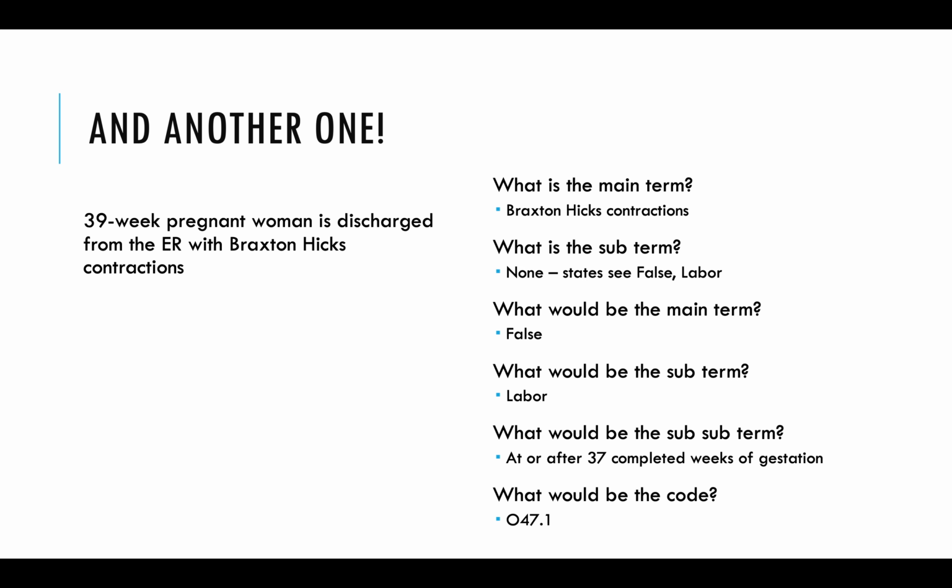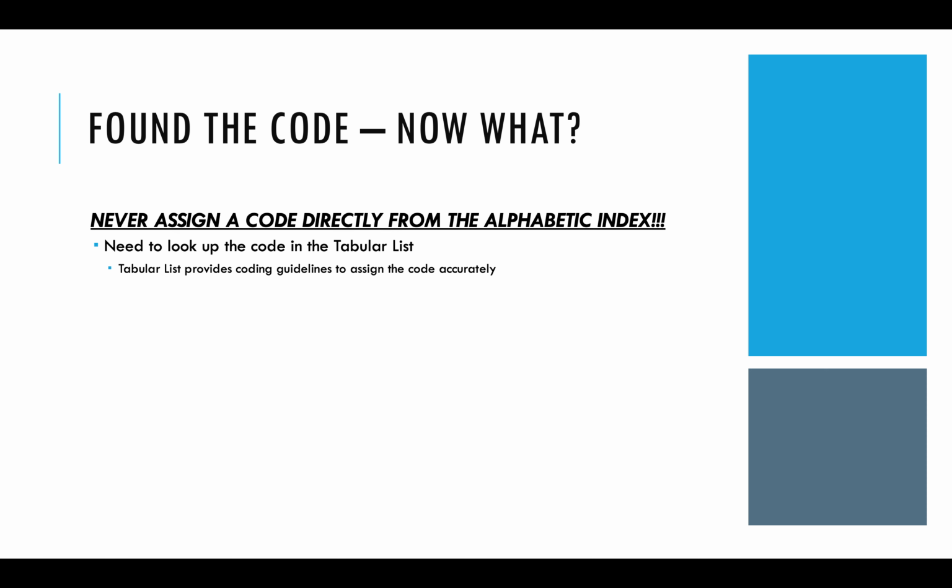So once you get the hang of it, you'll find that it's quite easy. But practice always makes perfect. So now you found the code, now what? Now this is really, really important. We can never assign a code directly from the alphabetic index, ever, ever, ever. We do need to look up the code in the tabular list. We will have a separate video for that. So the tabular list provides coding guidelines to assign the code accurately. So we don't want to take it at face value. This is a starting point. But we will look at that in the next video.